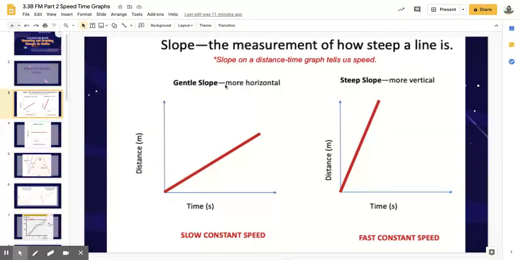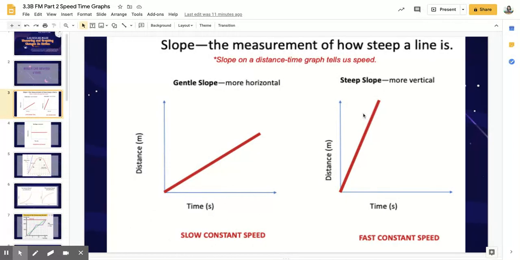A gentle slope means that the line is more horizontal. It's almost laying down, okay? And on a distance time graph, if the line looks like this, it's a gentle slope. And a gentle slope on a distance time graph means a slow constant speed.